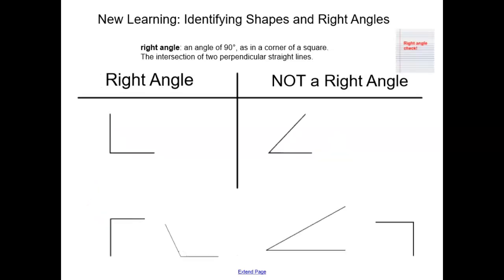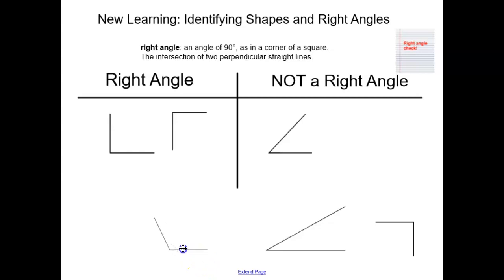Wonderful. Okay, third graders, you're going to do some sorting with me to determine whether or not these angles are right angles or not right angles. I've done the first for you. Let's look at this angle. Is this angle a right angle? Well, yes, because I know there's two straight lines that are perpendicular that come together. It looks just like the corner of a square. So this is a right angle.